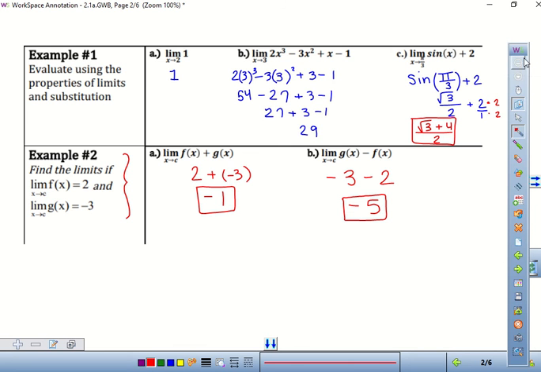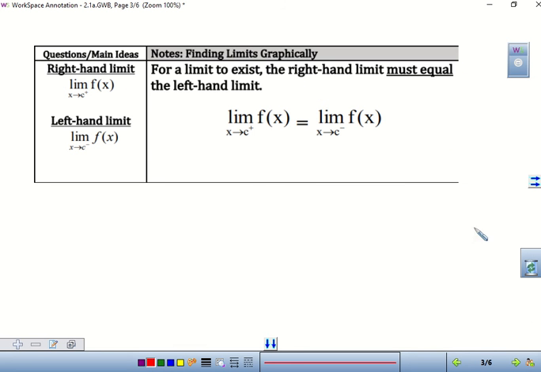Okay. Alright, next one. So here we're going to talk about the definition of a limit. The definition of a limit states that if the right-hand limit and the left-hand limit are the same, that means that the limit does exist. Alright, so we're going to talk about how we can figure this out looking at graphs.